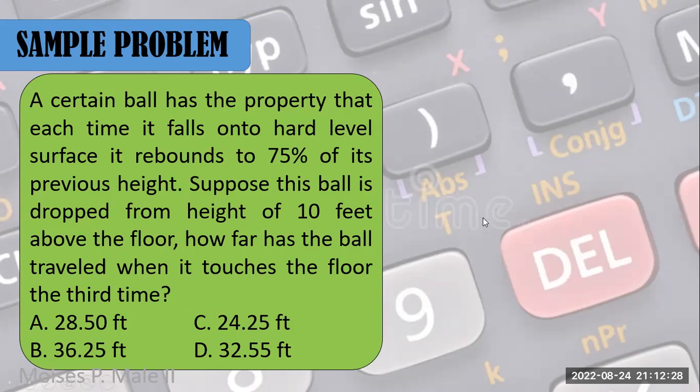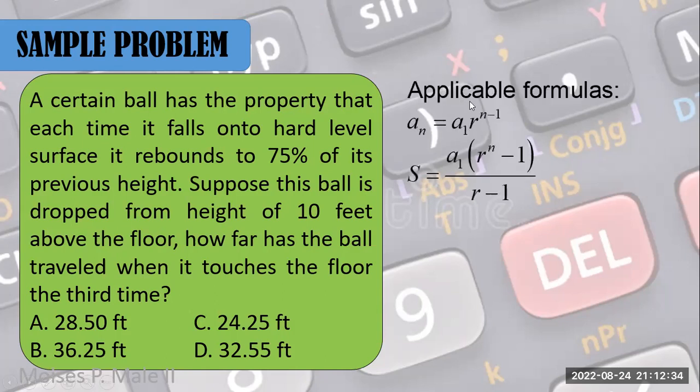Okay? So, it's a summation, right? So what is the formula for this? Okay? The applicable formula is geometric progression, right? Where R equals 0.75, and the first term equals 20. But we need to subtract a value of 10 because we considered the upward motion.